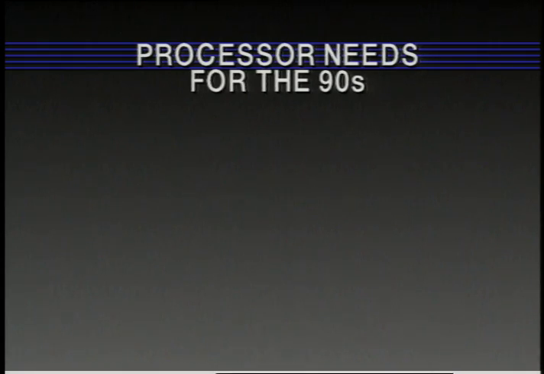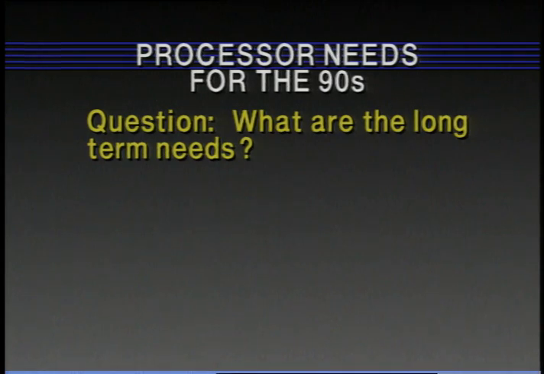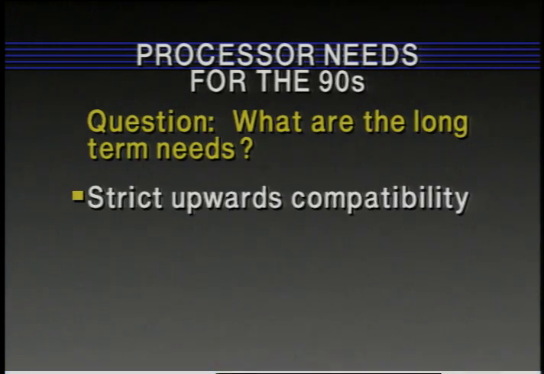Well, we started with SPARC version 7 and 8, and we've been doing a lot of thinking about what the long-term needs for processor architectures in the 90s are. And we came up with a list of things that were very important when we were considering what to change for SPARC. One of the most important was trying to achieve strict upwards binary compatibility.